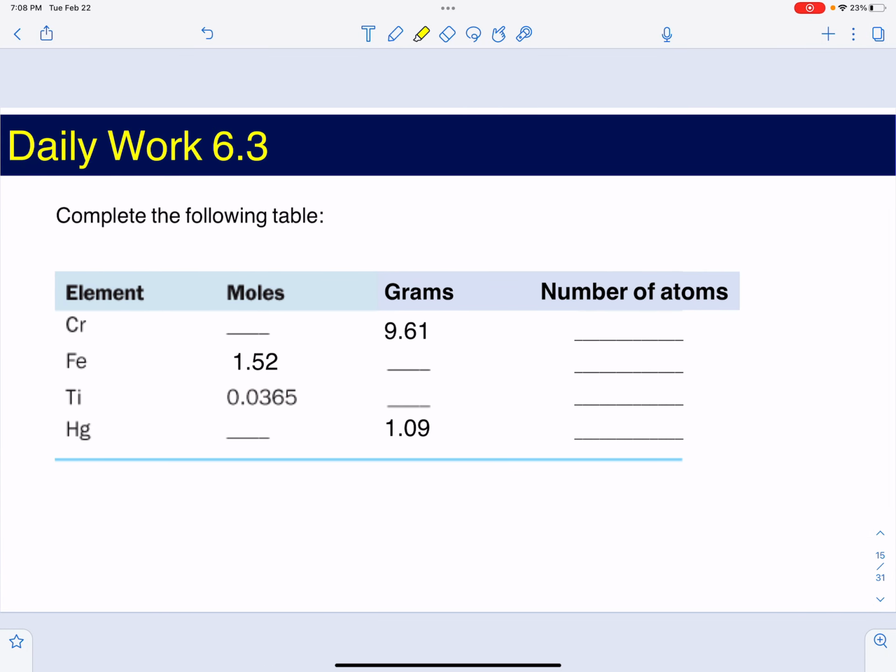And here's your daily work. So if you can do it one way, you can do it backwards, right? You just put the conversion factors upside down, so it cancels what you need to cancel. So do not think much about it. Just make sure you cancel whatever you need to cancel, and it will tell you how it goes.